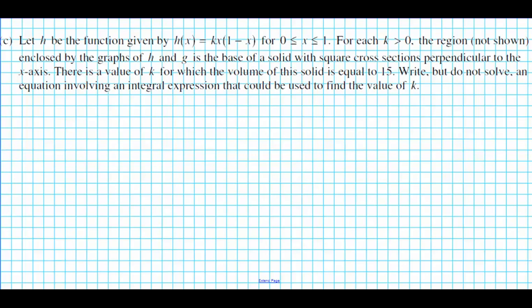The region enclosed by the graphs of h and g is the base of a solid with square cross sections perpendicular to the x-axis. There's a value k for which the volume of the solid is equal to 15. But do not solve an equation involving an integral expression that can be used to find the value of k. So in this one, we are not solving, we're just setting up the problem.